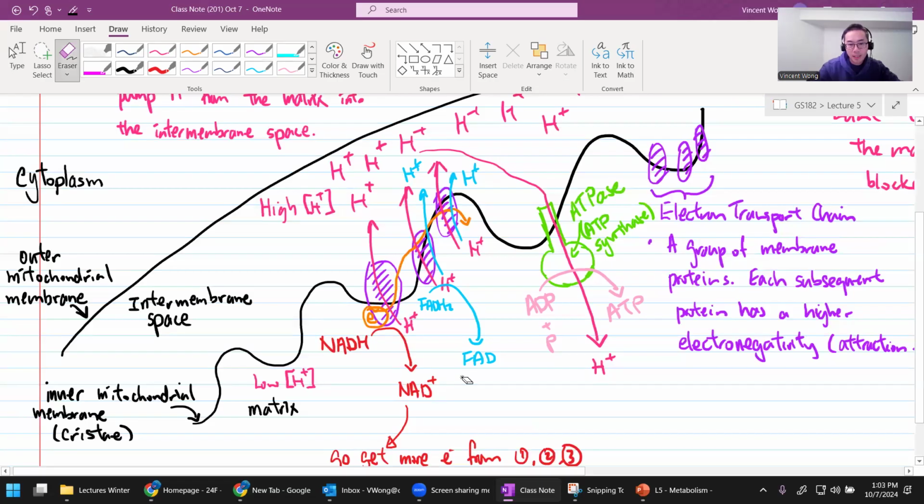Okay. So of course, this is going to go back, go get more electron from Krebs cycle. Only Krebs cycles can generate FADH2, right? Maybe look at the notes from last time.